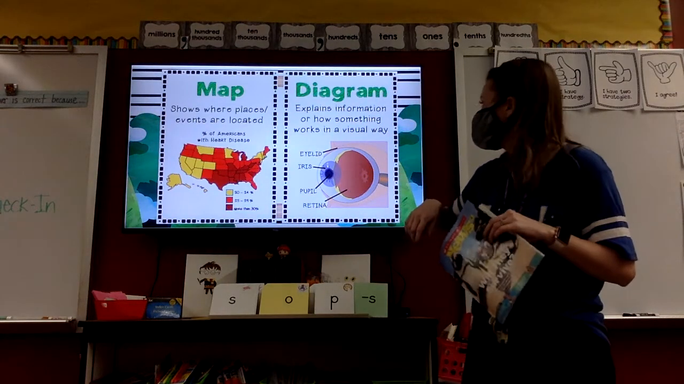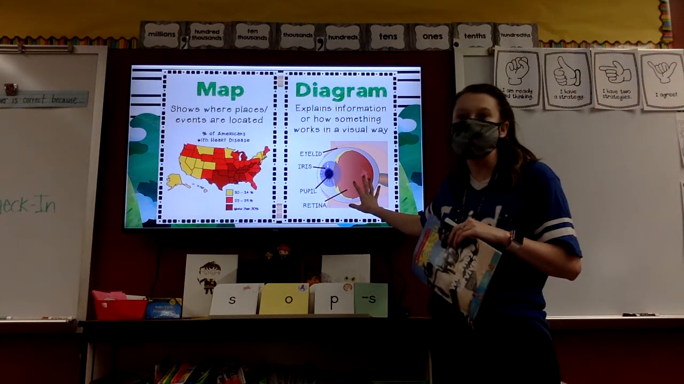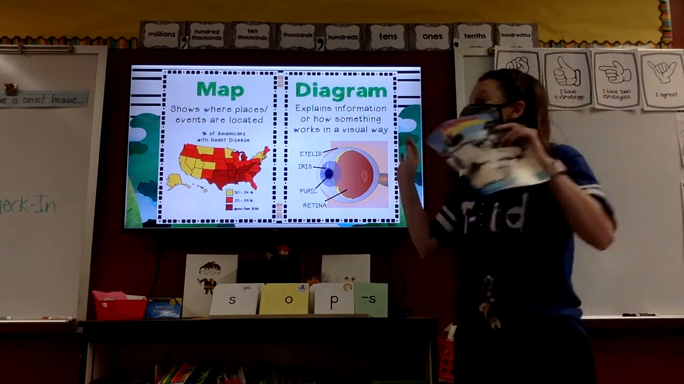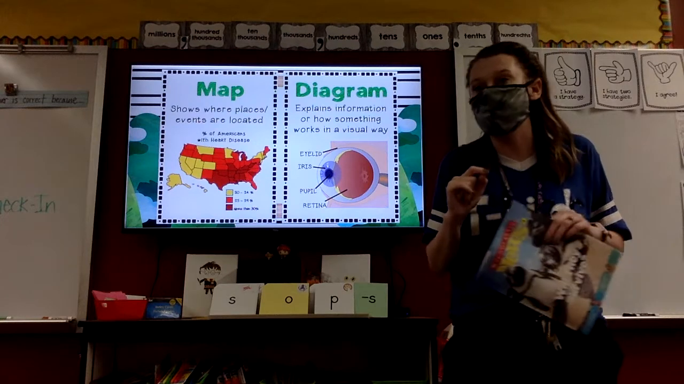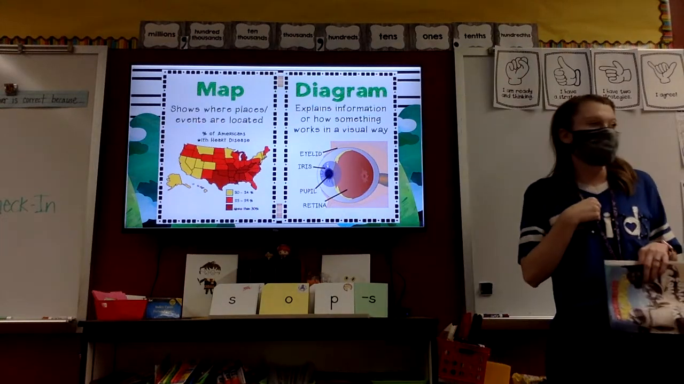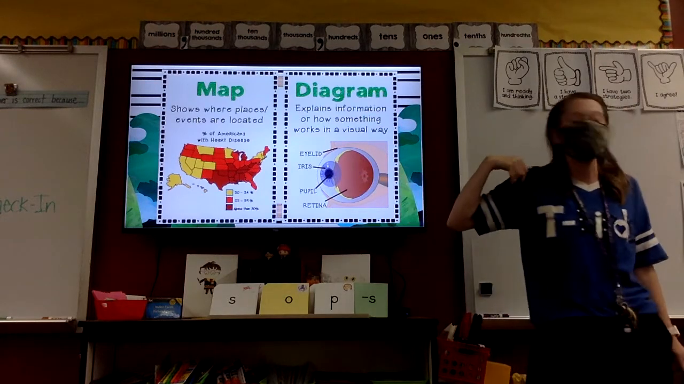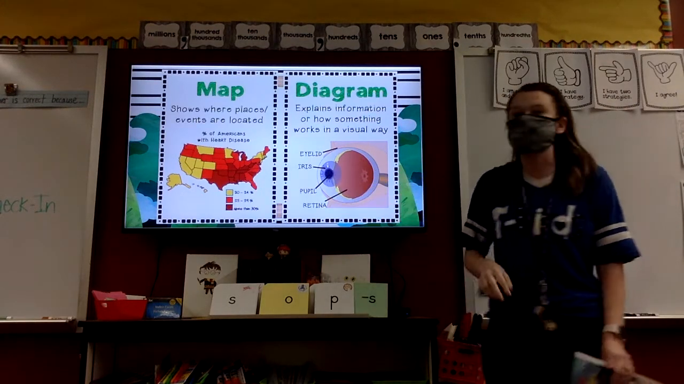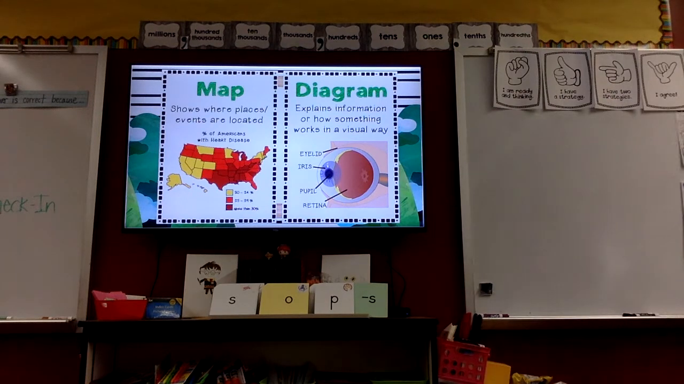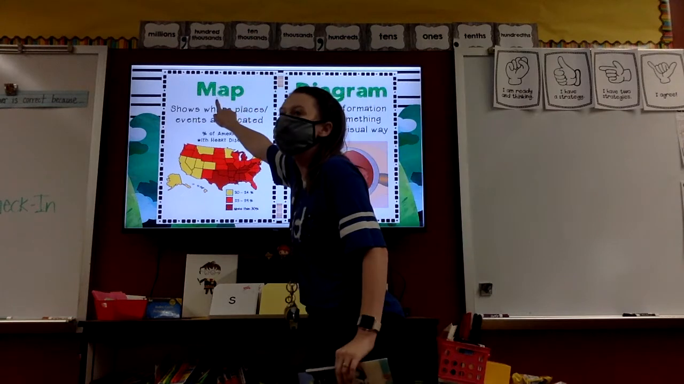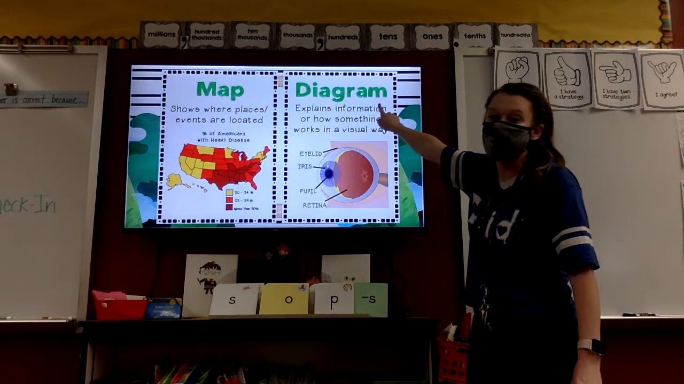A location. Okay, this is a hard word to say. This word is diagram. Say that to me. Diagram. It's very similar to a label. This is an eyeball. We all can see that's an eyeball, right? This is a diagram of an eyeball. And what it does is it tells me each different part of my eyeball. So in that second box, what should I have written? Diagram. So in the first box, I have what? Map. In the second box, I have diagram.